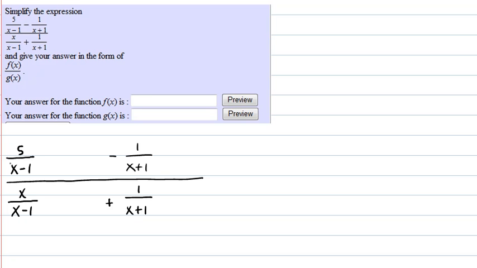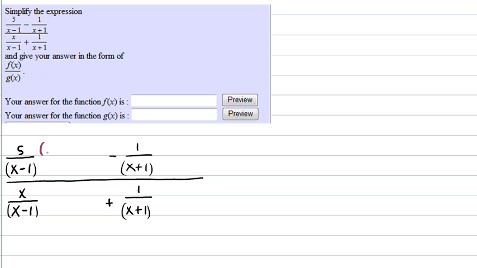And to do that, you look at all of these denominators, and you find the least common denominator of all the denominators. Well, in this case, the least common denominator is going to be x minus 1 and x plus 1. So we want both of those. So we're going to multiply the top and the bottom by x minus 1 and x plus 1. And that gets distributed, so it gets multiplied by each term on the top and the bottom.